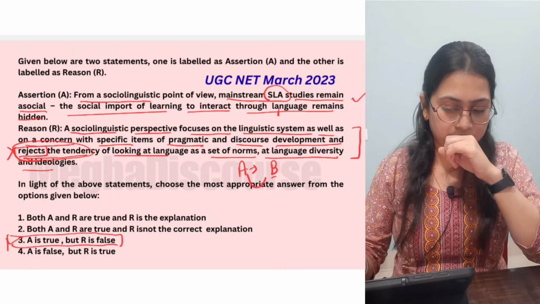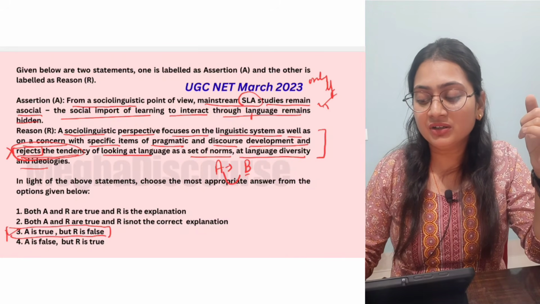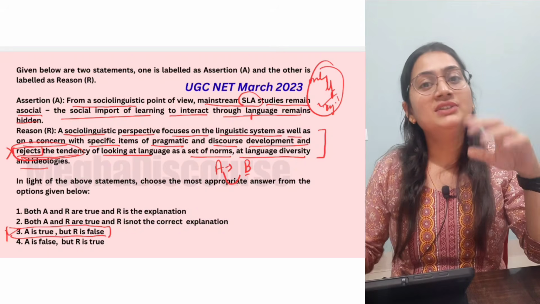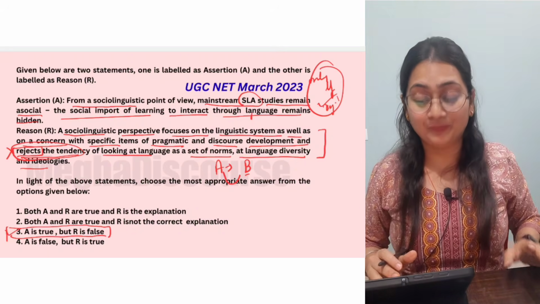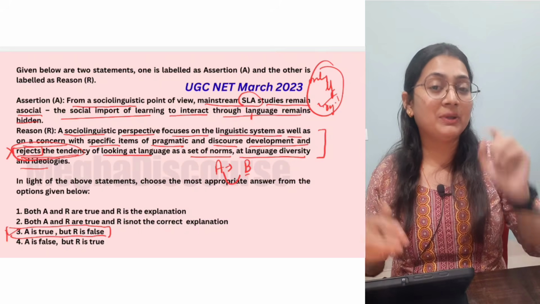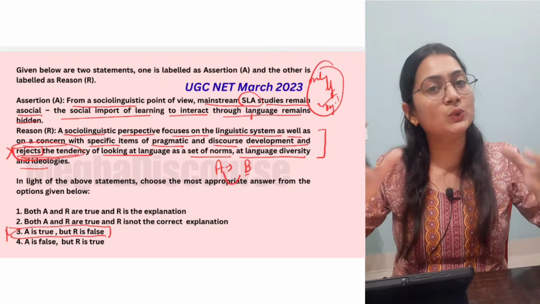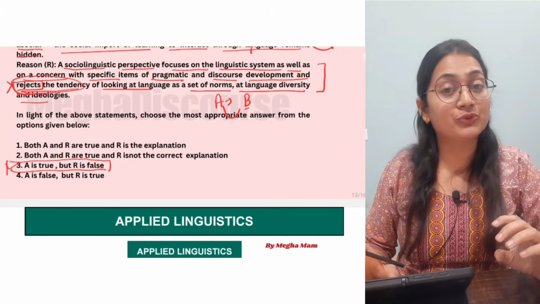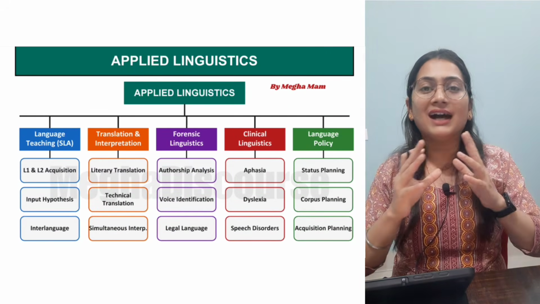Words like 'only' and 'if', and like 'reject', change the complete meaning of assertion and reason. The reason is correct, but because of the word 'reject' in the statement, it converts into a wrong one. Okay, so this is your March 2023 question, and we have many questions of reason. Now this is your last slide.